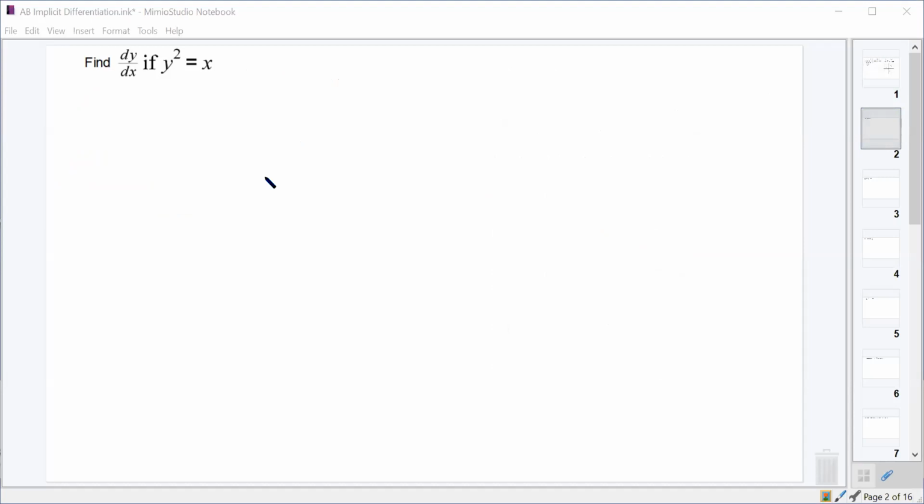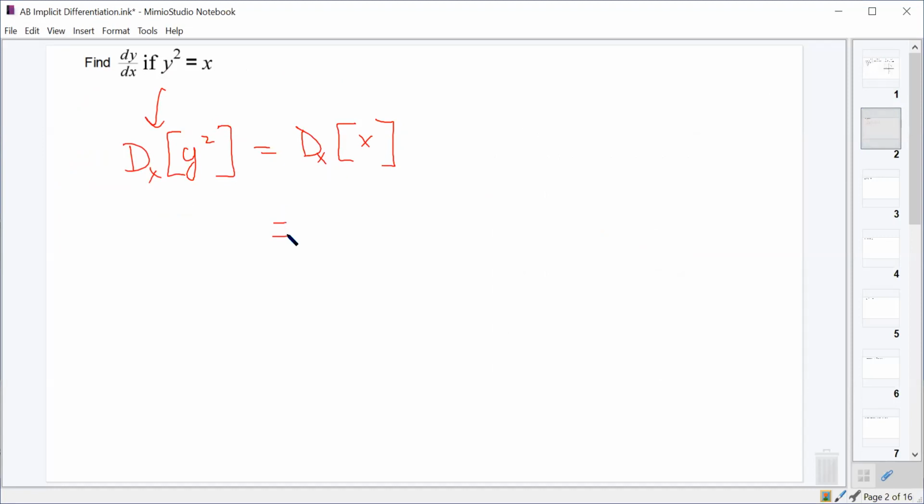y squared equals x. Our original thing on the last page said take the derivative with respect to x of both sides of this. So I'm just going to write that: the derivative with respect to x of y squared and the derivative with respect to x of x. What's the derivative with respect to x of x? It's 1. Okay, yeah, it's 1, right? But what about the derivative with respect to x of y squared?